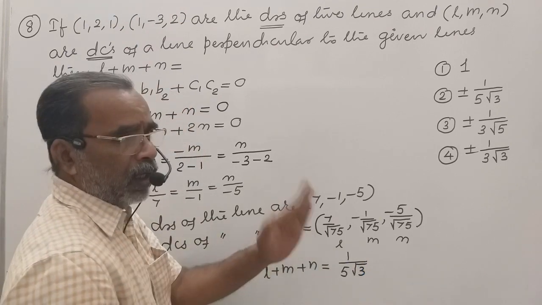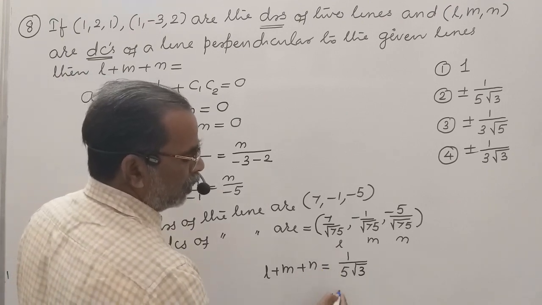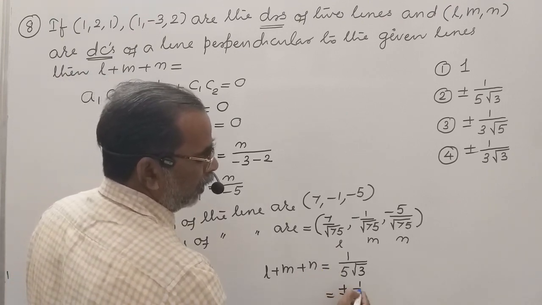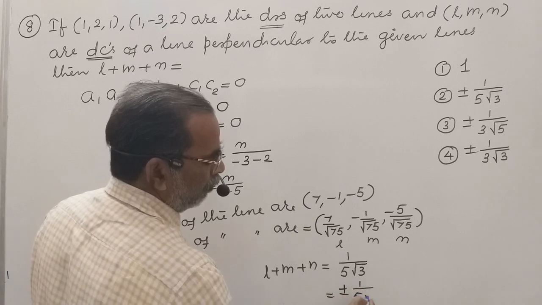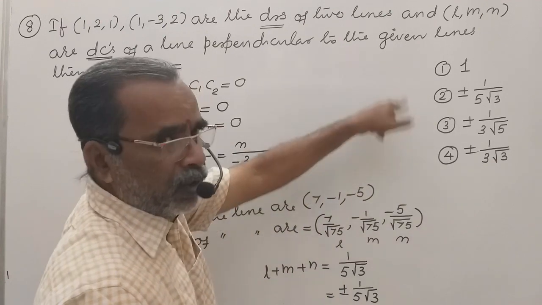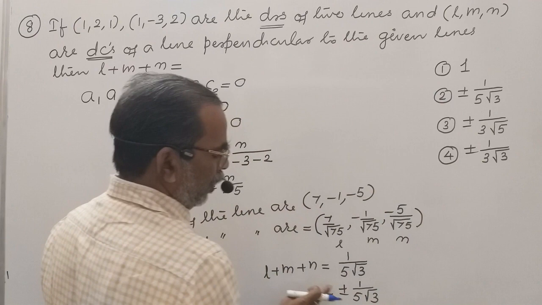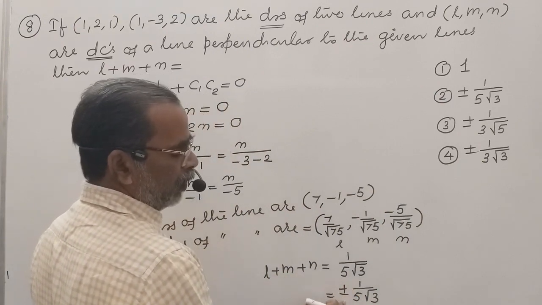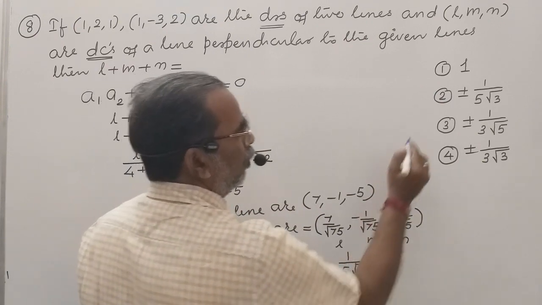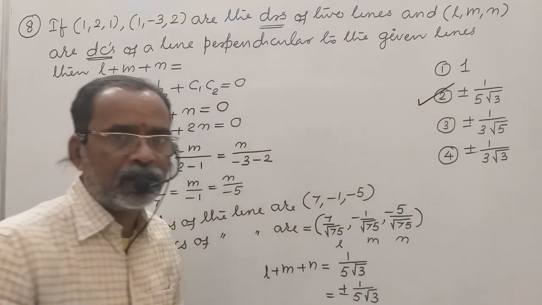So, there will be another pair of DCs. Therefore, you can add plus or minus here. Plus or minus 1 divided by 5 root 3, because in the options two different values are given. Therefore, L plus M plus N is plus or minus 1 divided by 5 root 3, which means the second option.